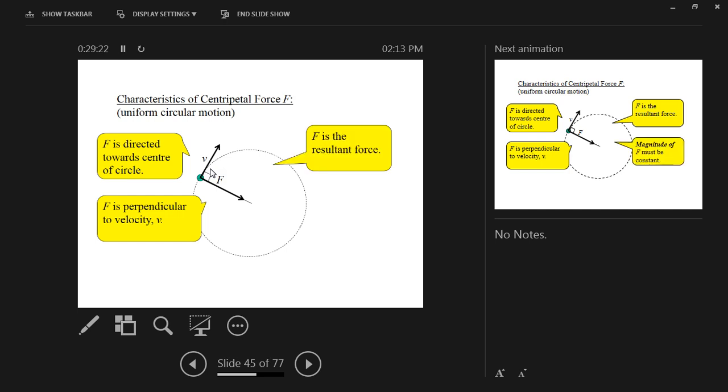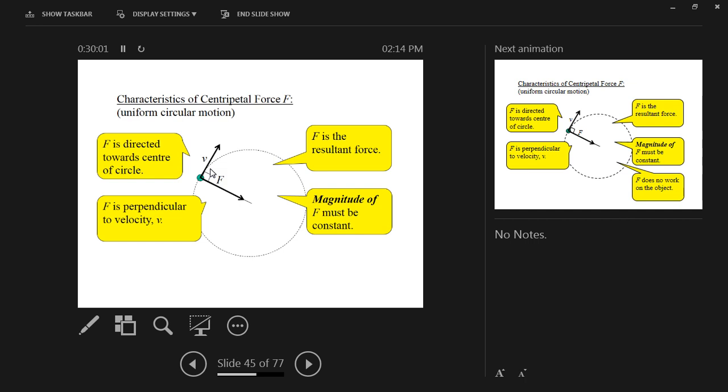Okay, this resultant force F, the centripetal force, is not a real force. It's the resultant of all the forces acting on the object. That gives rise to the resultant force, which is called the centripetal force. So when you draw a free body diagram, you cannot label centripetal force as a real force acting on the object, because it is the resultant force. Just that when we do circular motion, we call this resultant force the centripetal force. But otherwise, you can call it resultant force.